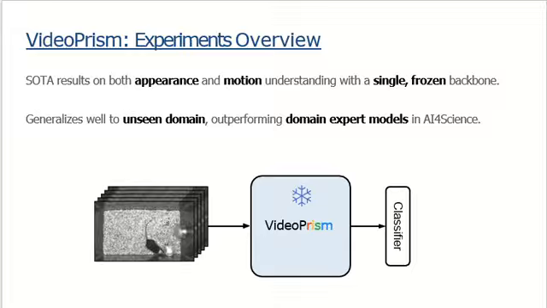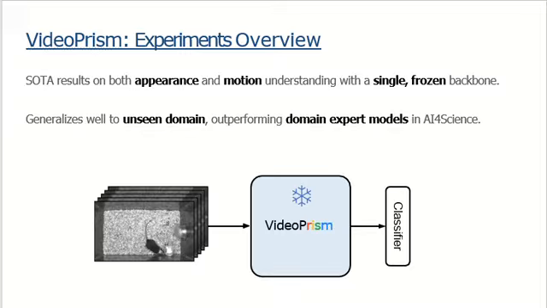Now let's look at how VideoPrism performs on scientific datasets like those found in AI4Science benchmarks. These domains often involve animal behavior tracking, for example, insects in lab settings, and usually require domain specific models to perform well. But what's impressive is that VideoPrism, with no additional fine tuning, outperforms these specialized models, even though it was trained on general web scale data.